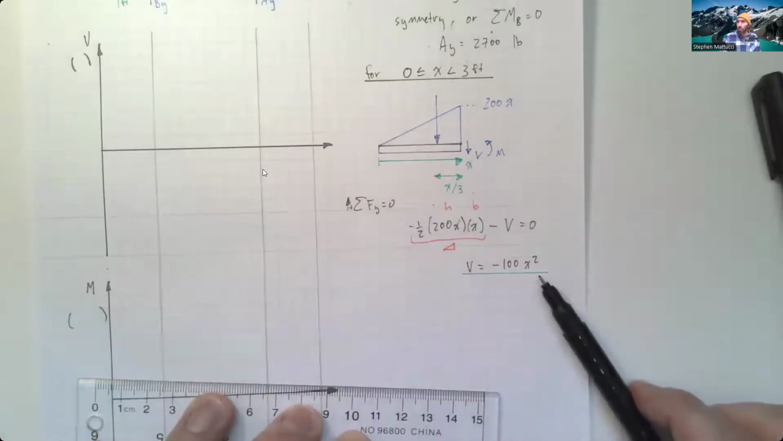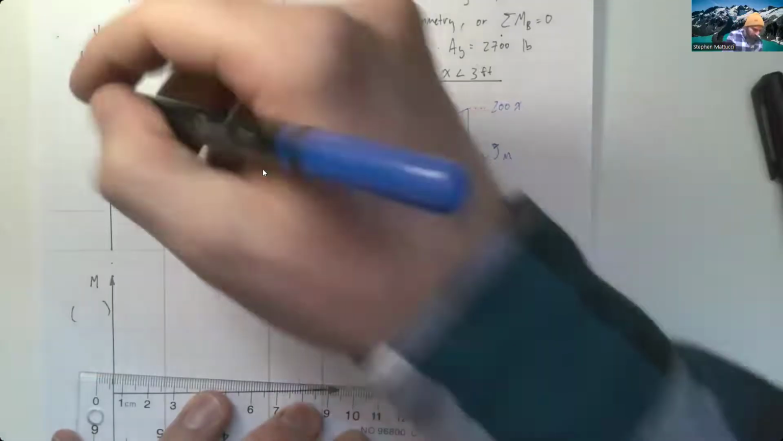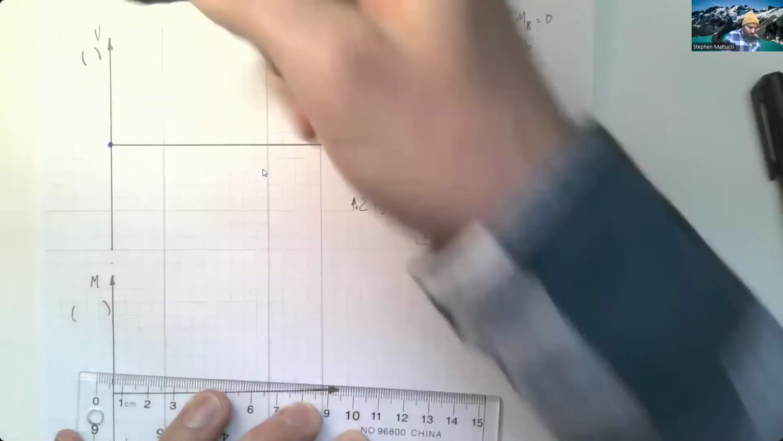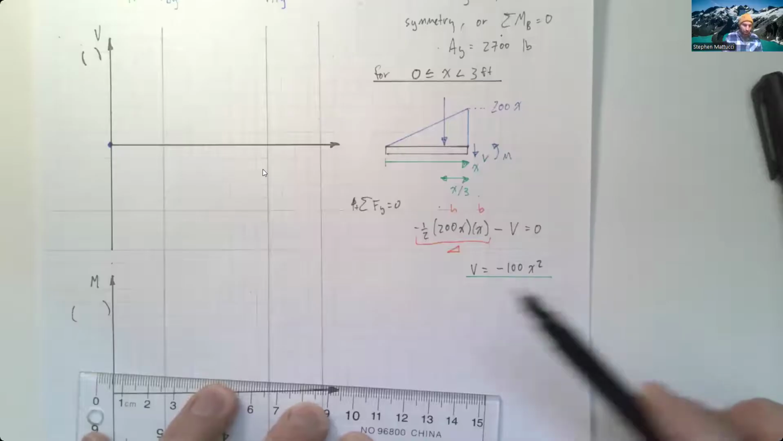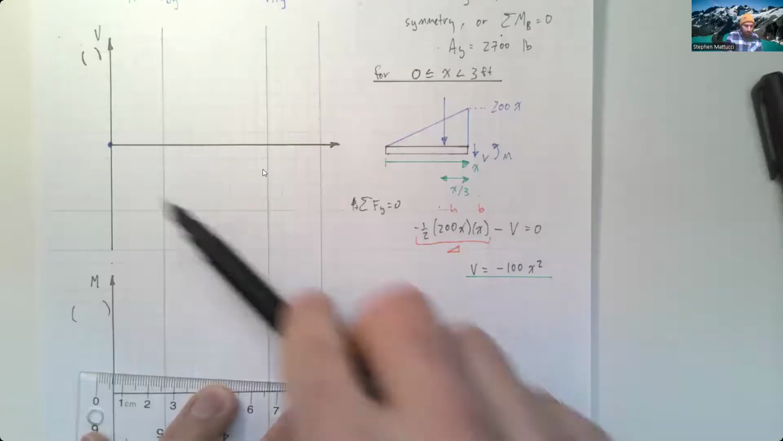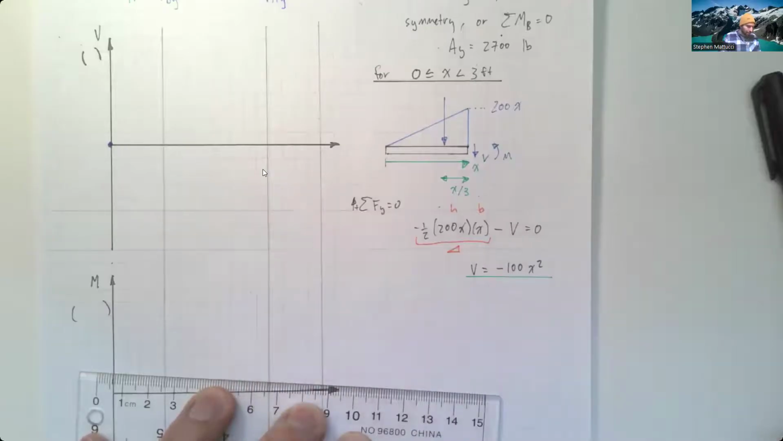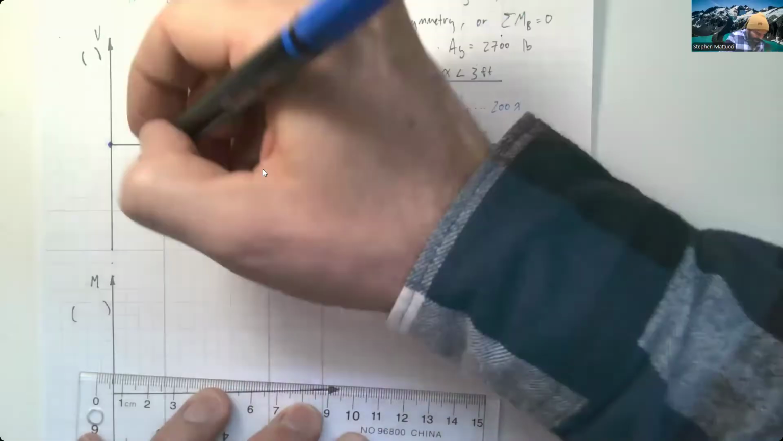So if x equals 0, our shear is going to be 0. If we look at the shape of this, we see it's a negative parabola, which means as x increases, this is going to get larger in magnitude exponentially as we go.